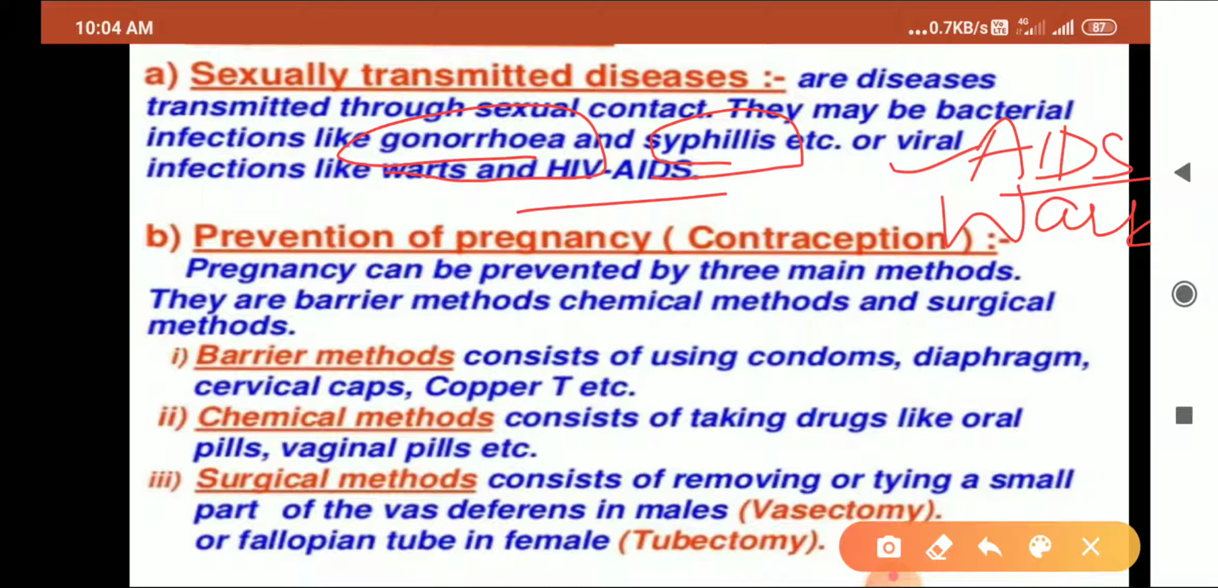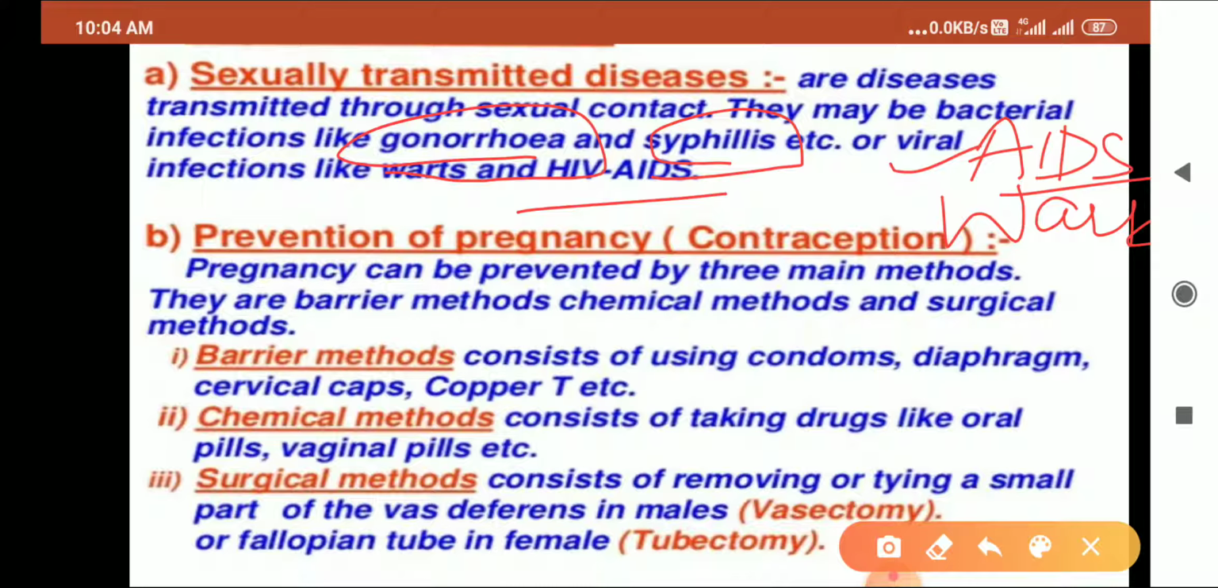Then we have certain chemical methods. The chemical method consists of drugs like oral pills, vaginal pills, which are given to the couples who don't want a child, or they want a gap between the children.